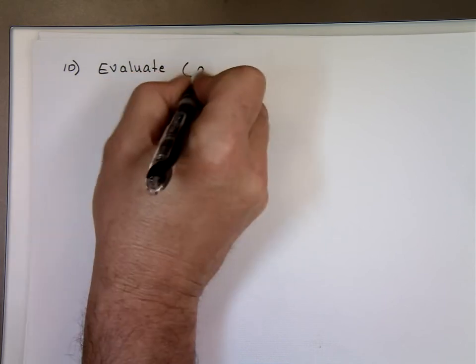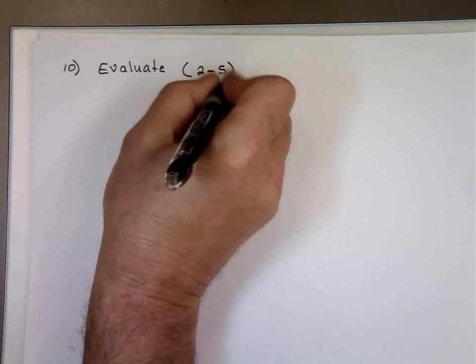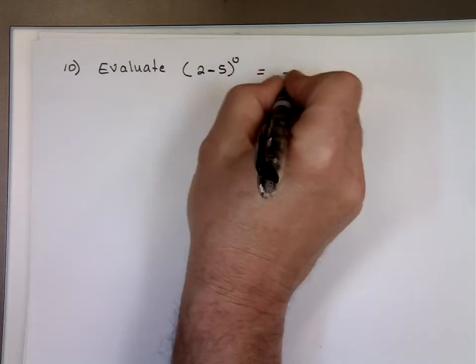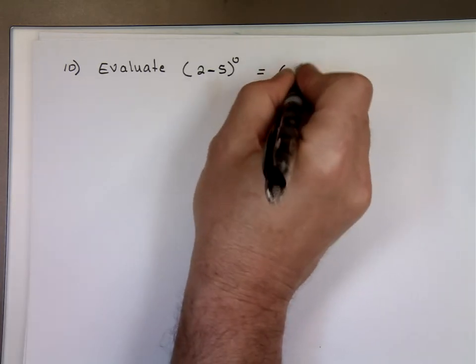2 minus 5 to the 0 power. Do what's inside the parentheses first. So that's what? Negative 3 to the 0, which is what? 1.